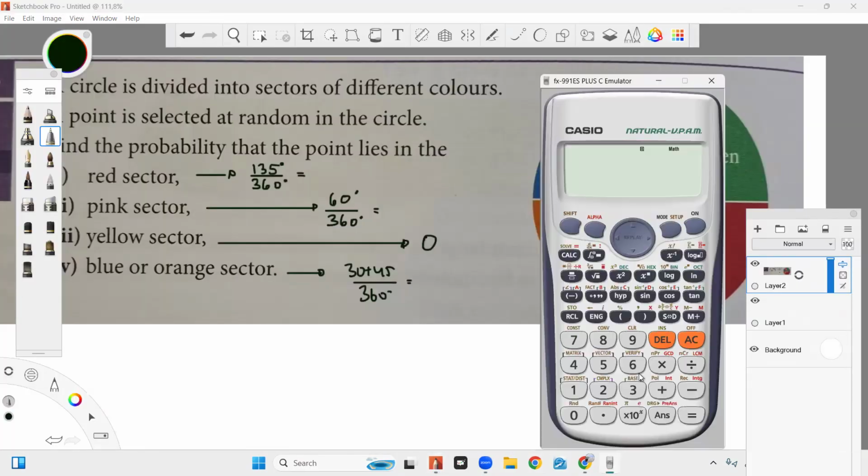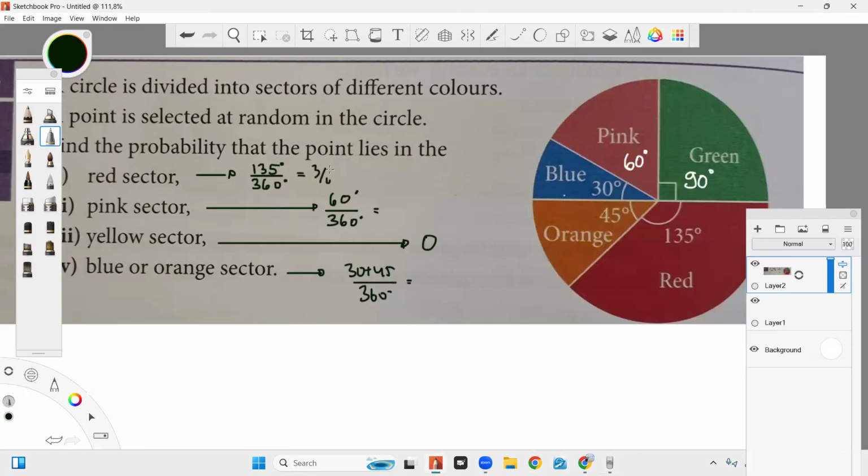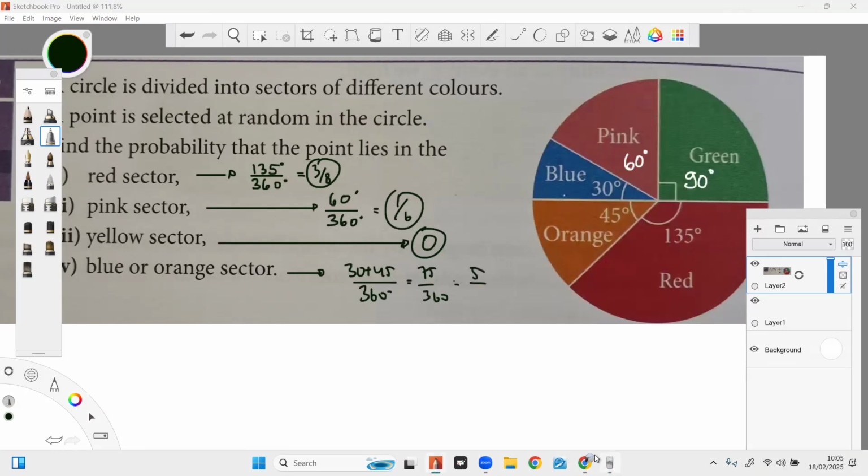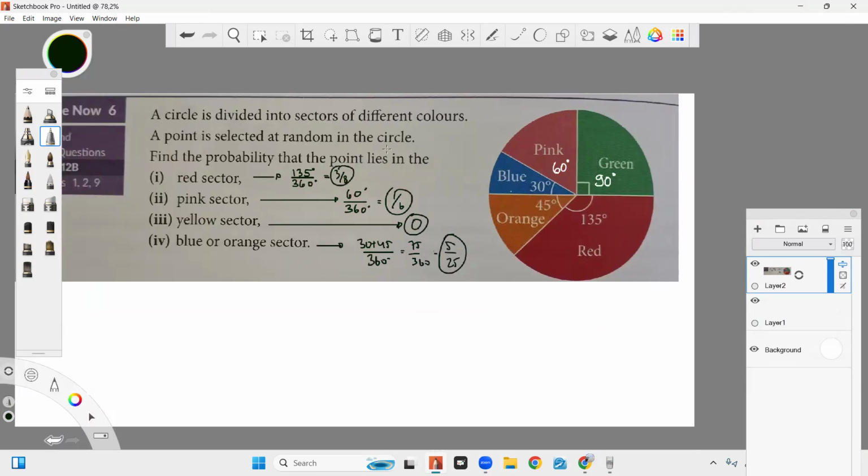Okay, you do it fast. 135 divided by 360, 3 over 8. 1 out of 6. 75 over 360. You may use your calculator or you can do it manually by simplifying the fraction: 5 over 24. Yeah, look, that's the way you do. Easy, right? All good?